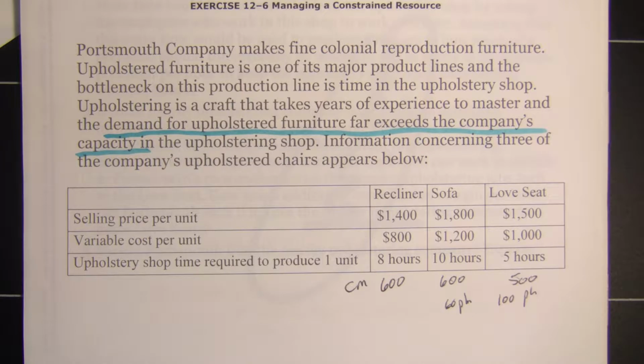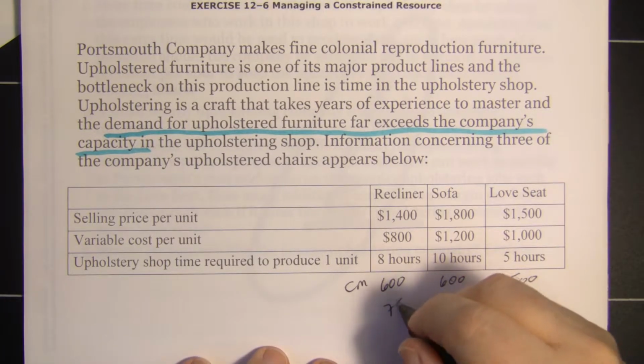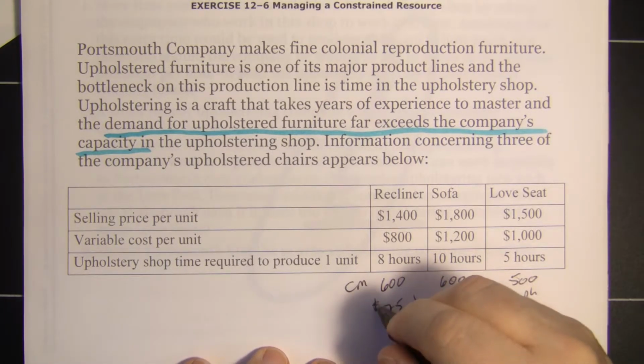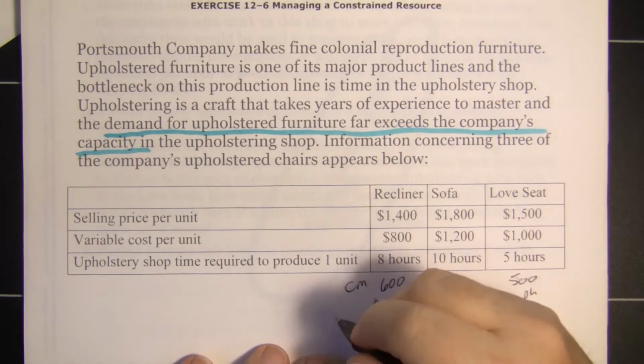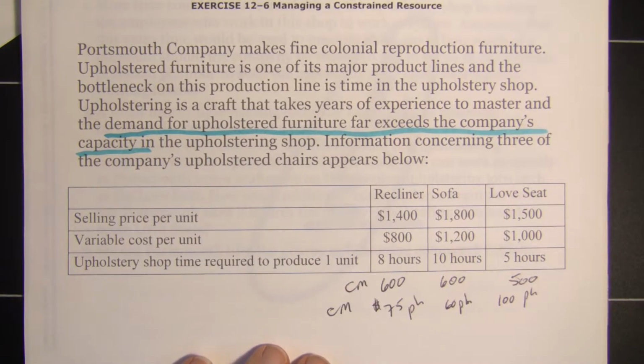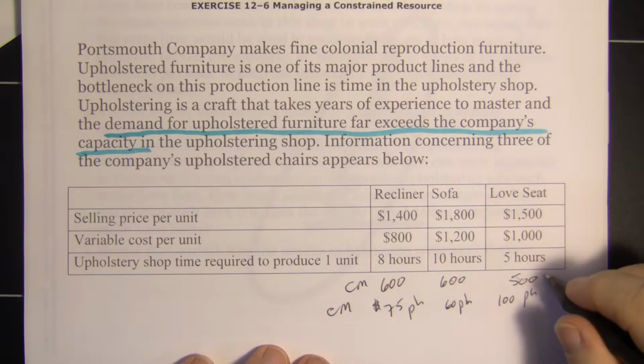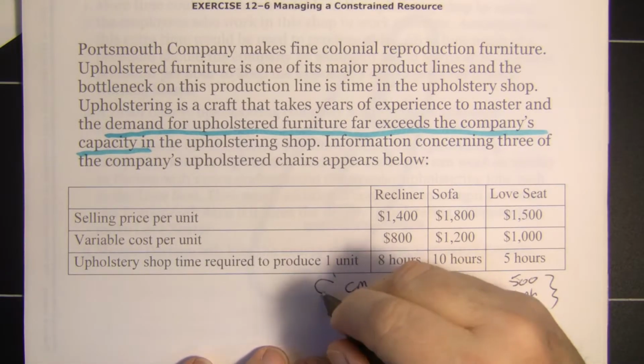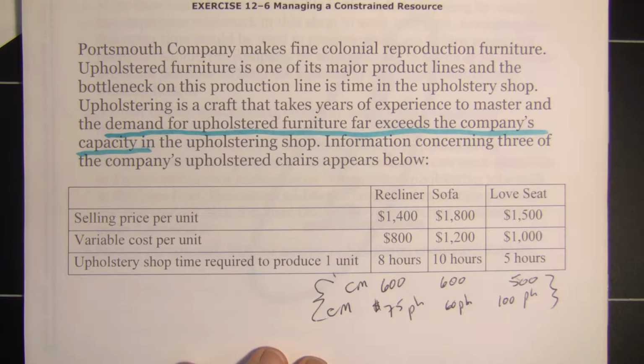And 8 into 600. Hold on, let me get my calculator on. 600 divided by 8, 75. So this is my total contribution margin, and that's my contribution margin per hour of constraint. These numbers become important because they're what we're going to be using to make some decisions.